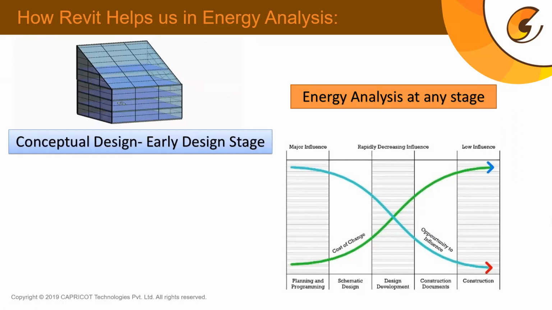We see this curve, we understand that at the initial stage we have a very low cost associated with change and a huge influence of our changes, which is vice versa when we go towards further construction stages. So as the construction stages go on, by the time we reach the execution stage, any design change will have a major cost of change and very little influence on design.